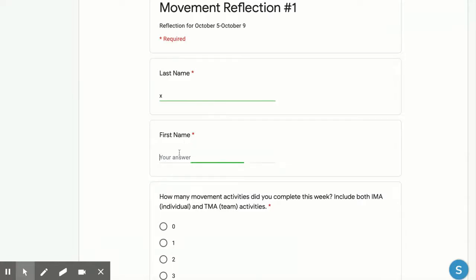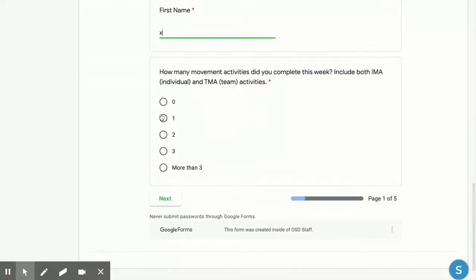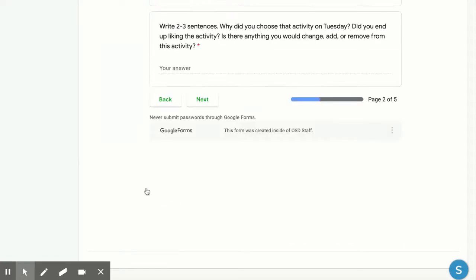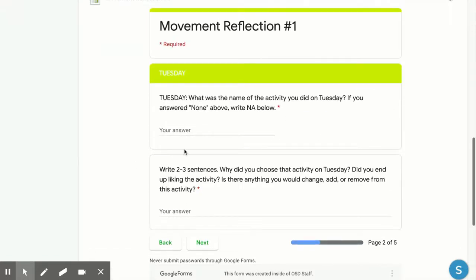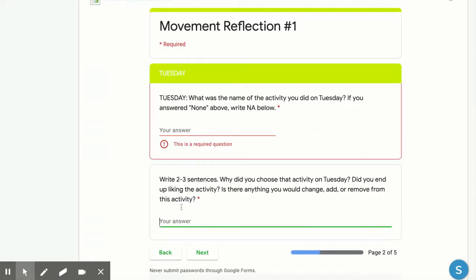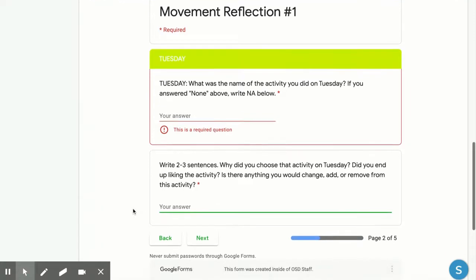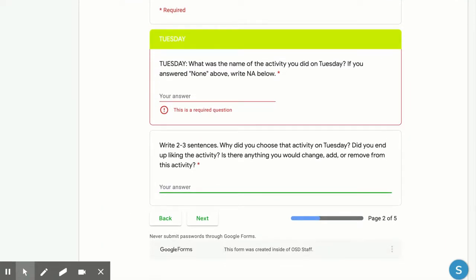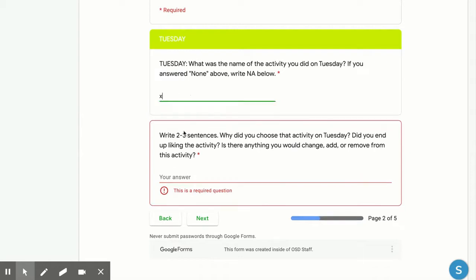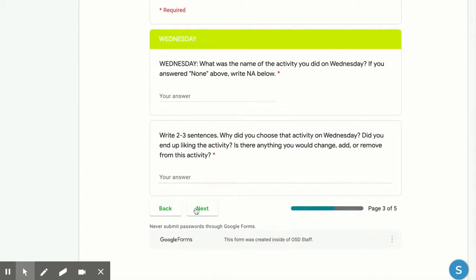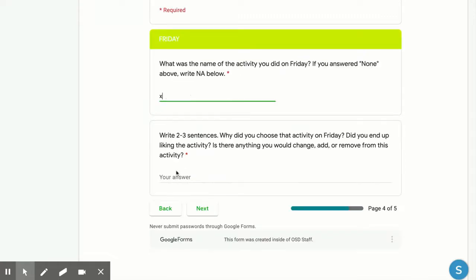Students put in their last name, their first name, and then they tell me how many activities they did this week. 0, 1, 2, 3, or more than 3. Then students describe what activity they did on Tuesday during class and reflect on why they chose that activity, what they liked about it, what they would change or remove. They repeat the same for Wednesday and for Friday.